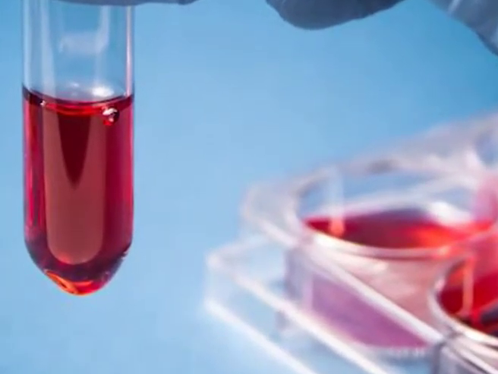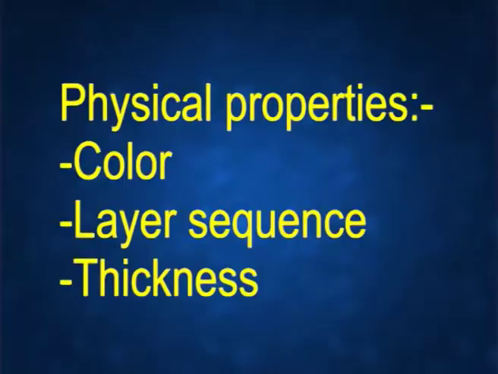Moreover, paint films are characterized by various physical and chemical properties. The physical properties include the color, layer sequence and thickness, surface and layer features and contaminants, while the chemical properties include pigments, polymers and additives. These features can be determined by various macroscopic, microscopic, chemical and instrumental methods.